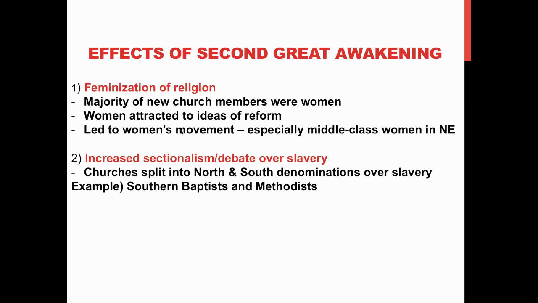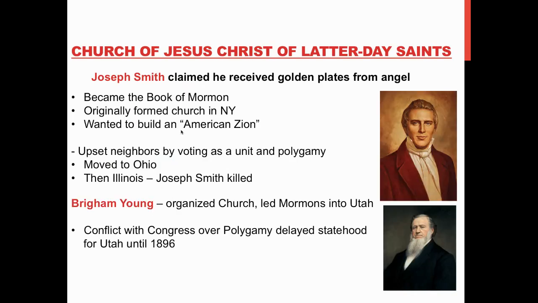The other thing that's going to happen with the Second Great Awakening is it's going to increase sectionalism and debates over slavery, because we have the exact same churches, like the Baptists or the Methodists, that are preaching very different things in the North and the South. In the North, they're very anti-slavery. In the South, they're saying slavery is protected by the Bible and mentioned in the Bible. So we see even more churches and denominations out of the Second Great Awakening.